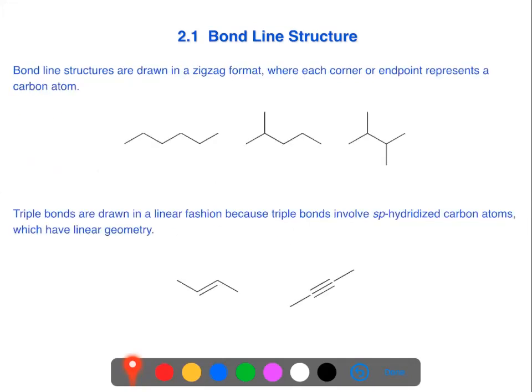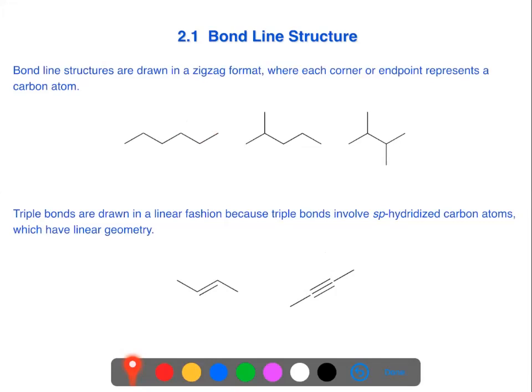So how do we draw bond line structures? Well, bond line structures are drawn in a zigzag format, where each corner or endpoint represents a carbon atom. So in this particular example, we have 1, 2, 3, 4, 5, 6 carbons, which would give us the structure of n-hexane. And so you can see that we're not showing any explicit bonds to hydrogen, and we're not showing carbon as a part of that backbone. Doing either, showing explicit hydrogens or showing the carbons, would be an incorrect bond line structure.